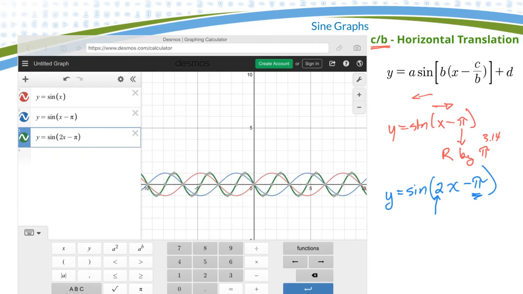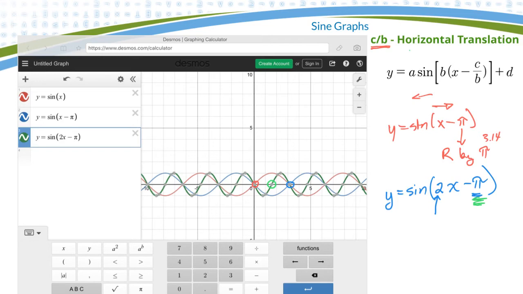The red one is the normal graph. The blue one is the one that got moved over to the right by pi. I guess what I want to do now is look at how much it moved over. The red one started here, and the blue one starts here. It had got moved over by pi. The green one, rather than moving over to the right by pi, only moved over half of that. So it would move over by pi over 2.